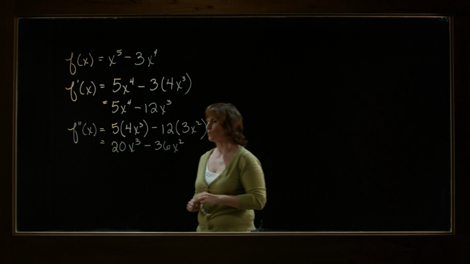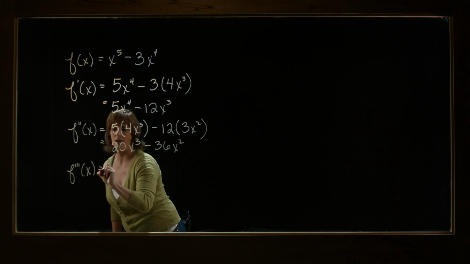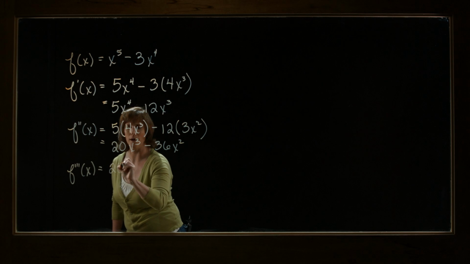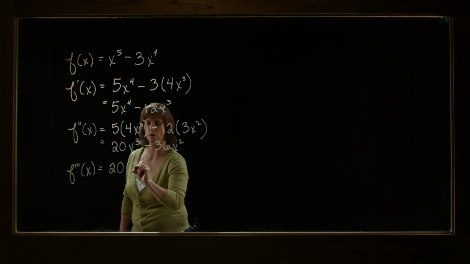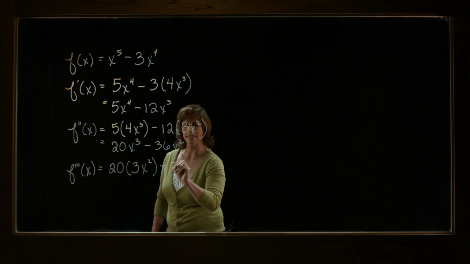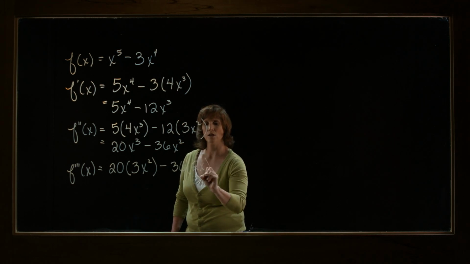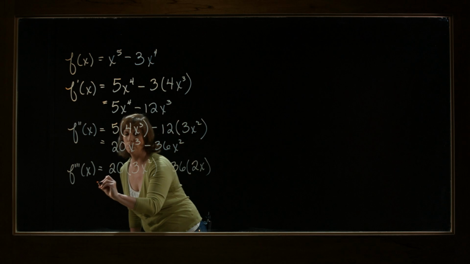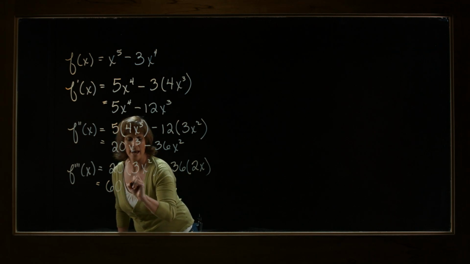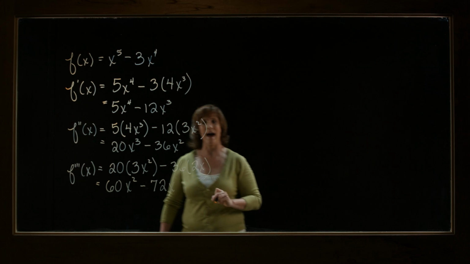Finally, we're ready for the third derivative. Constant multiple of 20, the 20 gets pulled out, and the derivative of x cubed is 3x squared. Constant multiple of 36 is pulled out, and the derivative of x squared is 2x. Simplifying, we get 60x squared minus 72x.